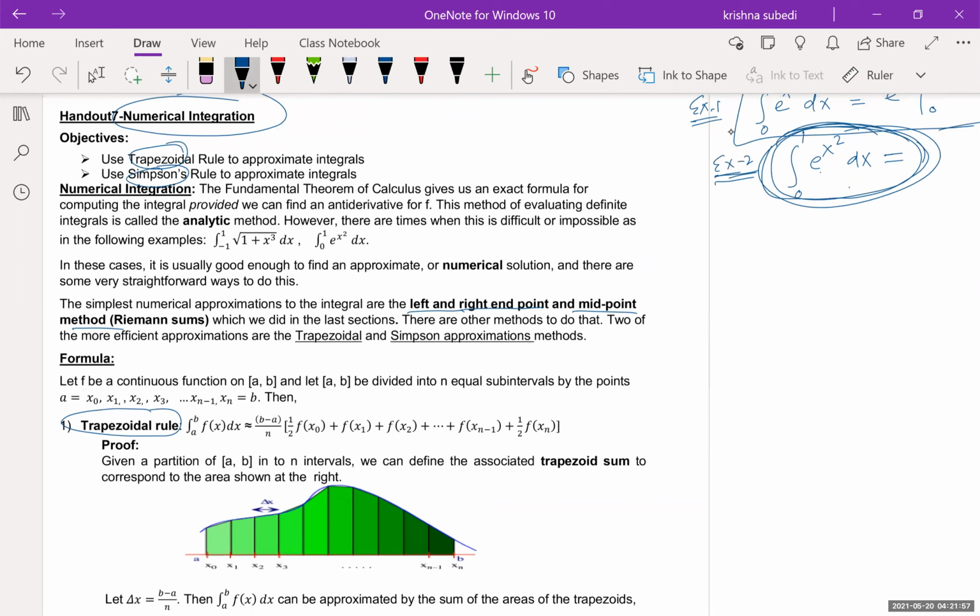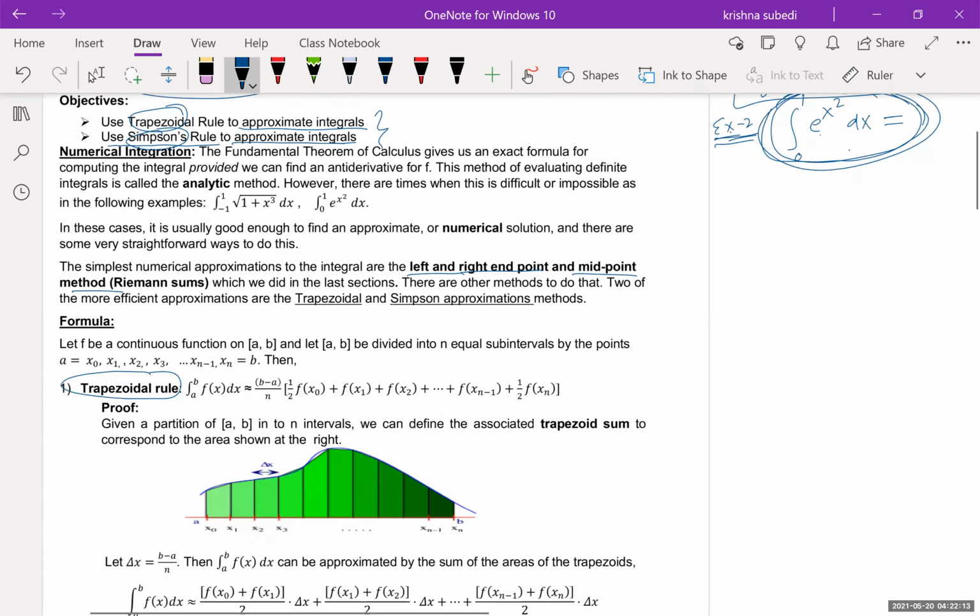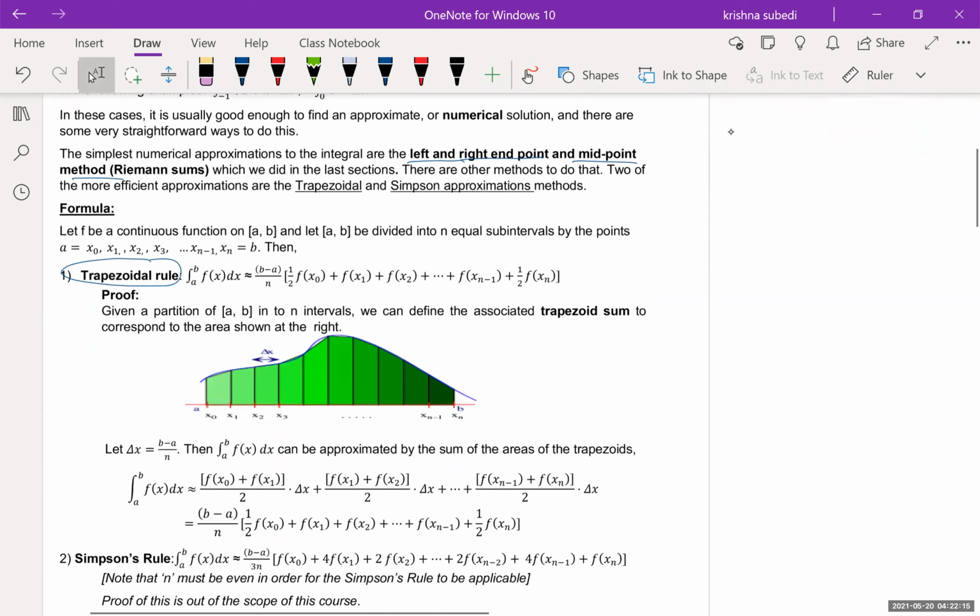So here is the goal of today's lesson. At the end of the lesson, you'll be able to use Trapezoid Rule to approximate integrals and use Simpsons Rule to approximate the integrals. These are the two main goals for today's lesson. Okay. So let us look at what is trapezoid rule. Here is the formula. And let us develop the formula quickly.